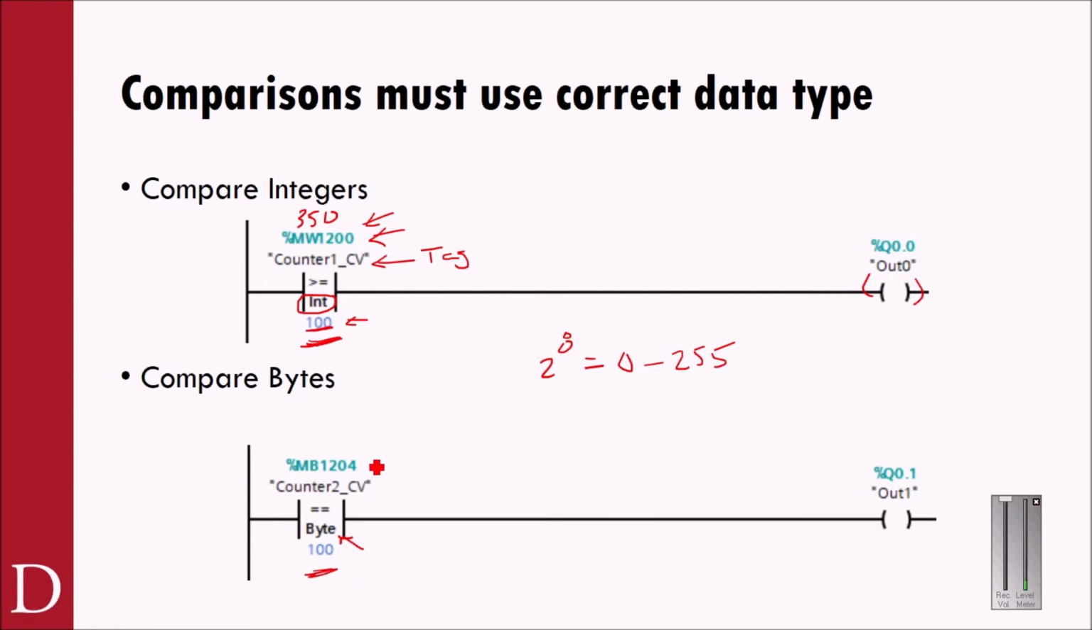But in this case, I'm looking at the number stored in MB. That's going to be our short integer, or our byte address, MB1204, and I'm looking to see if it's equal to the number 100. If the value in MB1204 is 100 and it's equal to 100, then this output goes true and everybody's happy.